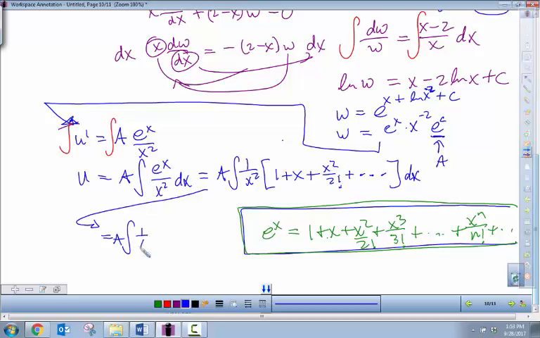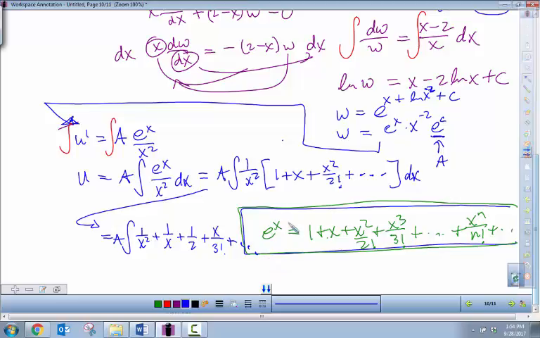This is 1 over x squared. So just take out 2 x's from each one, right? 1 over x plus 1 over 2 plus x over 3 factorial. Can you guys guess what the next term is? X squared over 4 factorial, right? X to the 5th over.